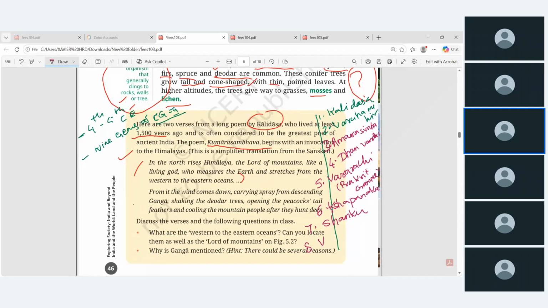The eighth one, Vitala Bhatta. Vitala Bhatta is the magician. Okay, so just note down these things. And some of the major works have been done by Kalidasa.